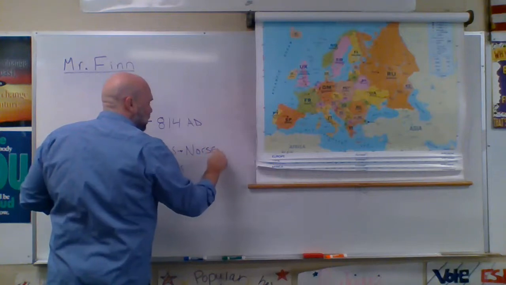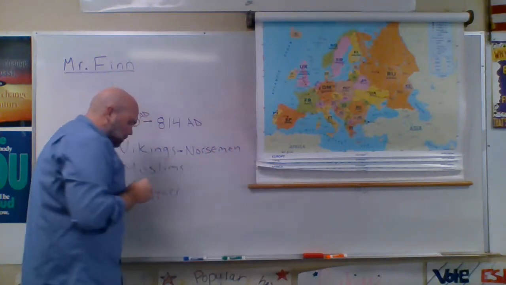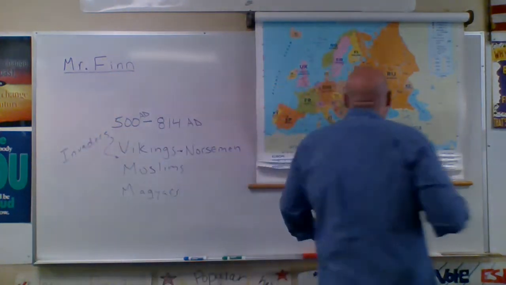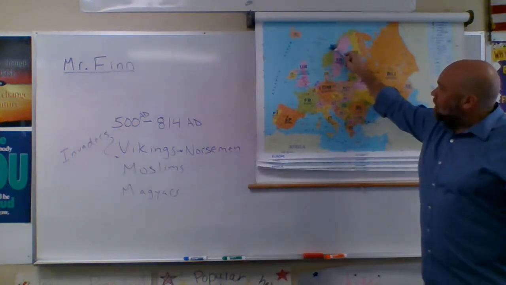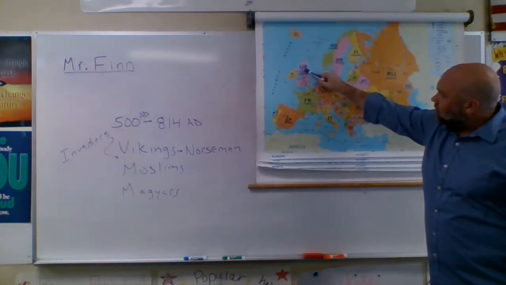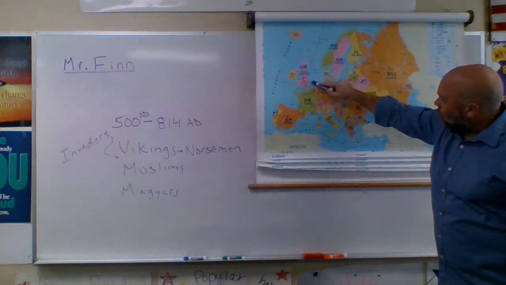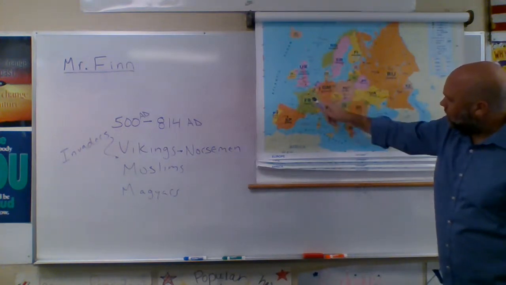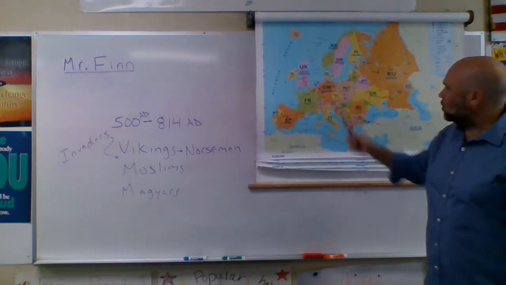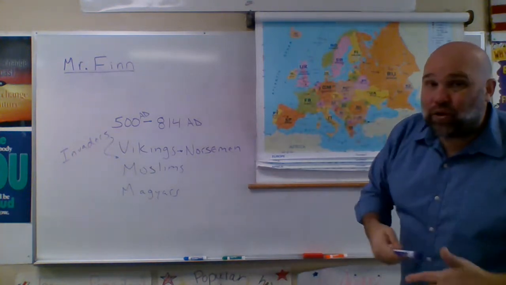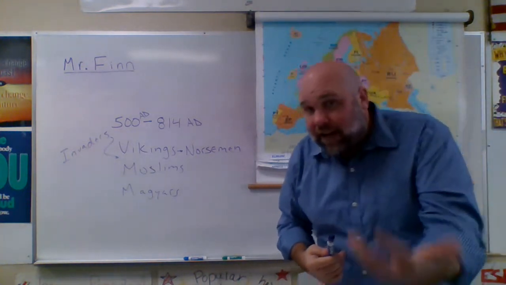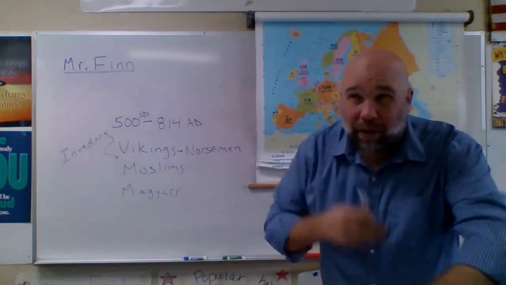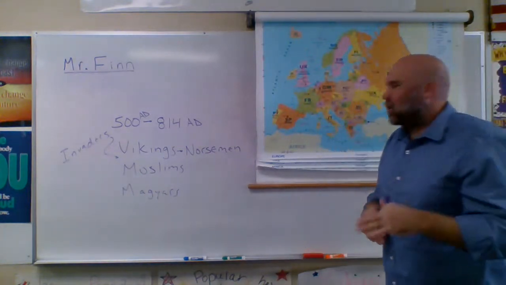I'll write that here. Norsemen. I'll be getting rid of my map in a second. But they're going to come out of this area, and they're going to hit England early on. They're going to find rivers that take them into the heartland of the Carolingian Empire of Western Europe. And they're going to continue to attack and invade this area, and I'm going to tell you about the Vikings today a little bit, and then you're going to look up something on them.